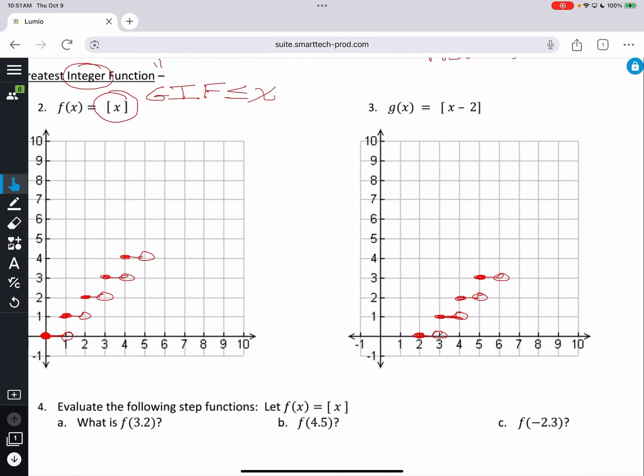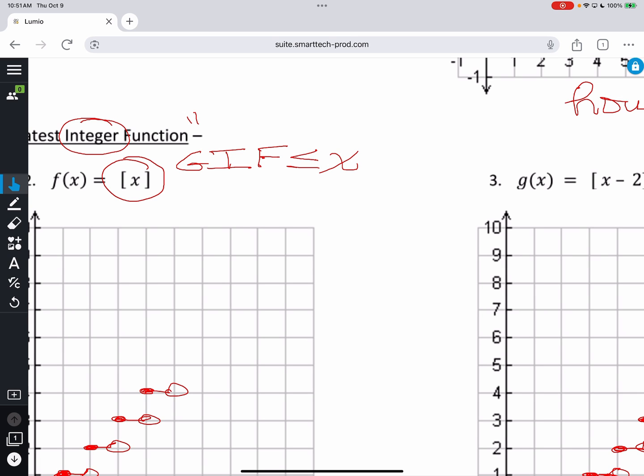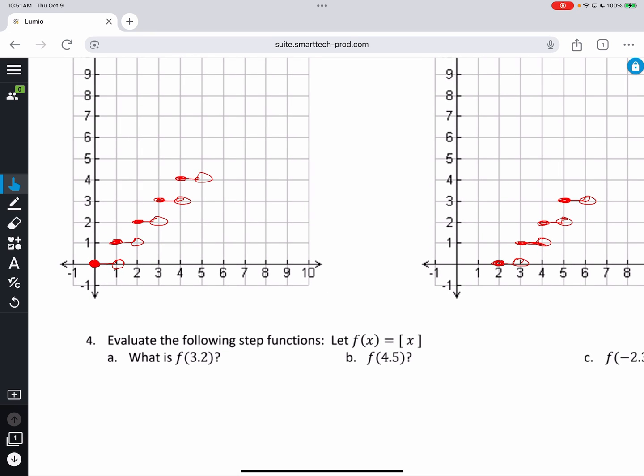Now, what did we say about X? GIF is what? Less than or equal to your value. This is where you're going to go, okay, what? So we have to have integers, right? This is getting even easier. It says, what is f of x? What is f with x being 3.2?